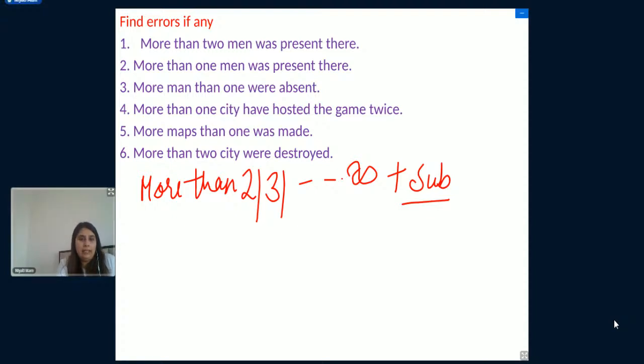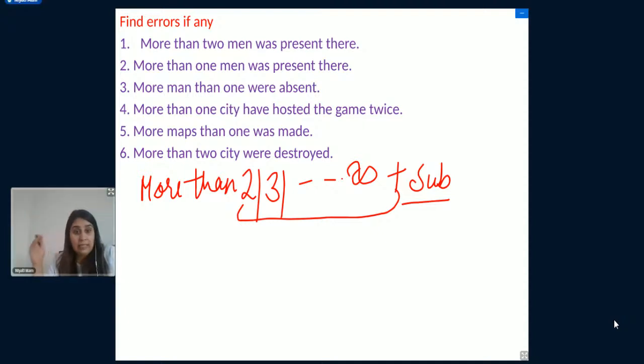Come on, think. Just try to learn. Just try to connect English, right? More than 2, 3, up to infinity. And if the subject is following this phrase, what do you think? Is it possible for us to write the subject in singular form here? No. Now here, the words are 2, 3 to infinity.